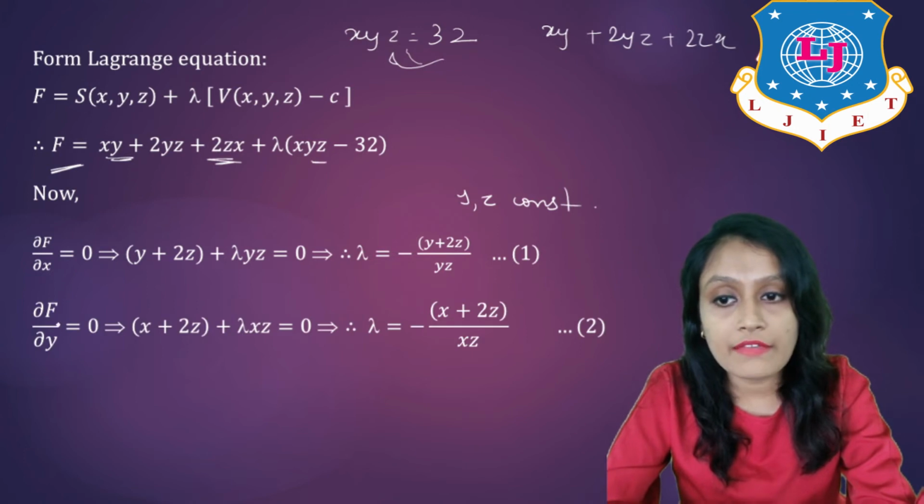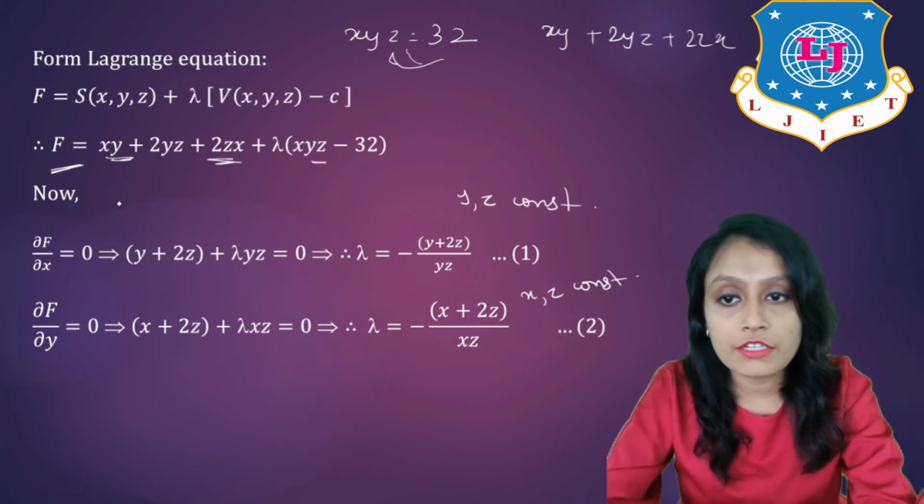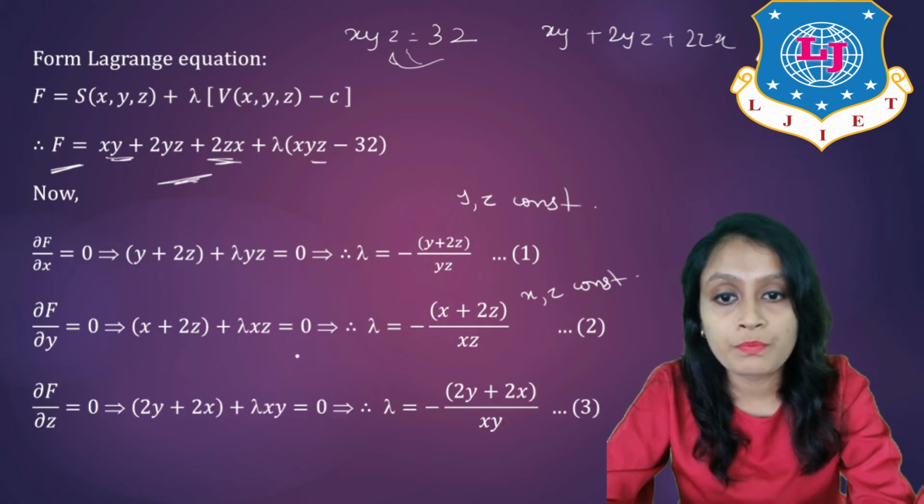Next, differentiate f with respect to y. When you are differentiating with respect to y, x and z will remain constant. So on differentiating this f with respect to y, you will get x plus 2z plus lambda times xz is equal to 0, and make lambda the subject, so you will get lambda is equal to minus (x plus 2z) upon xz. Give it number 2.